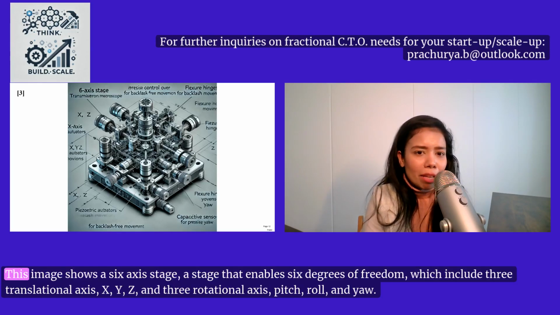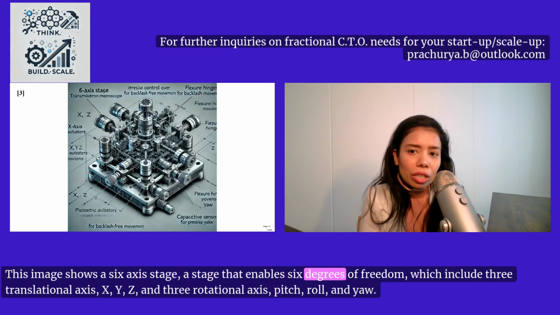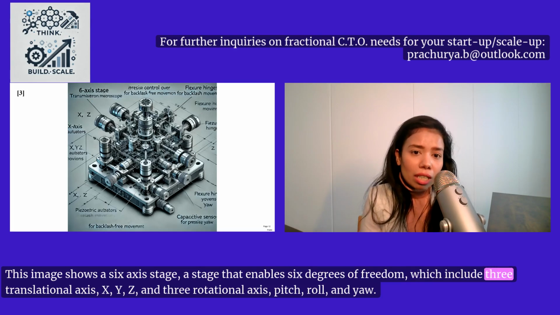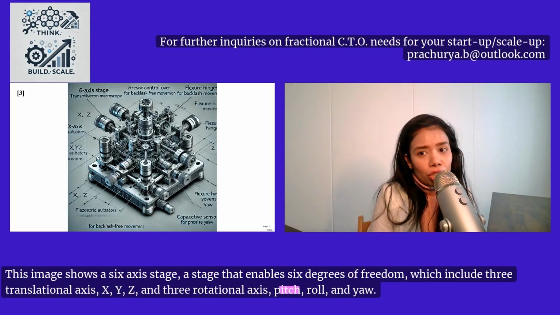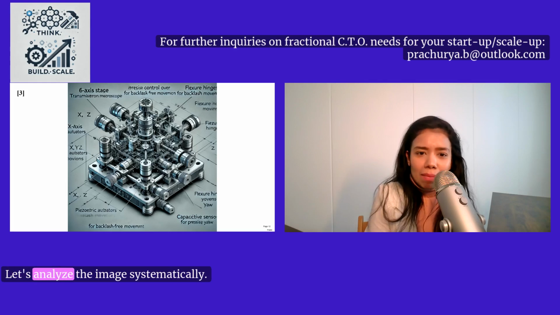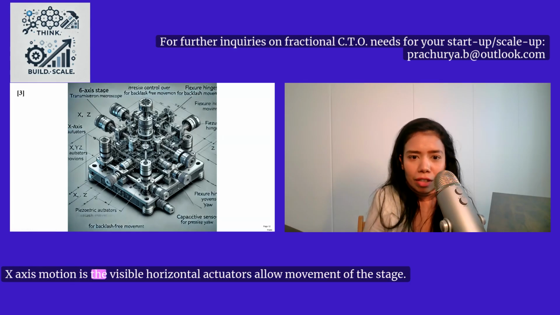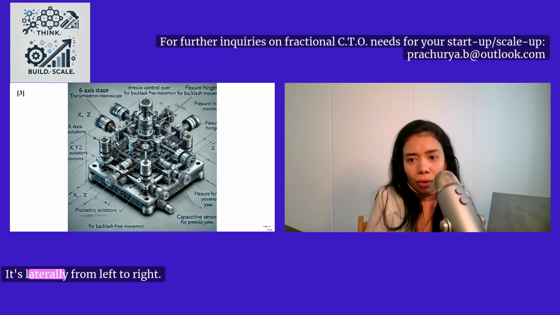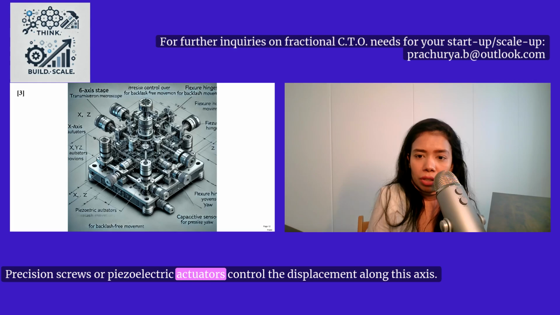Look at this. This image shows a 6-axis stage, a stage that enables 6 degrees of freedom, which include 3 translational axes, X, Y, Z, and 3 rotational axes, pitch, roll, and yaw. Let's analyze the image systematically. The linear axes are X, Y, and Z. For the X-axis, the visible horizontal actuators allow lateral movement of the stage from left to right. Precision screws or piezoelectric actuators control the displacement along this axis.